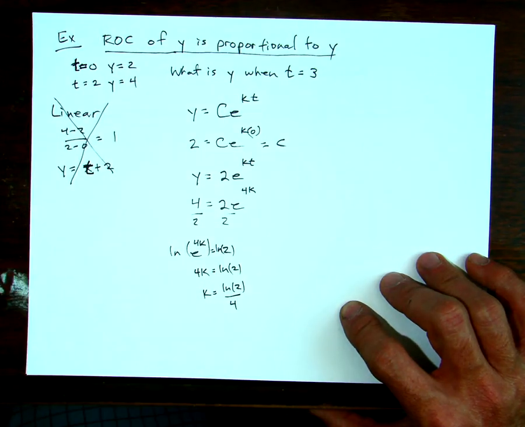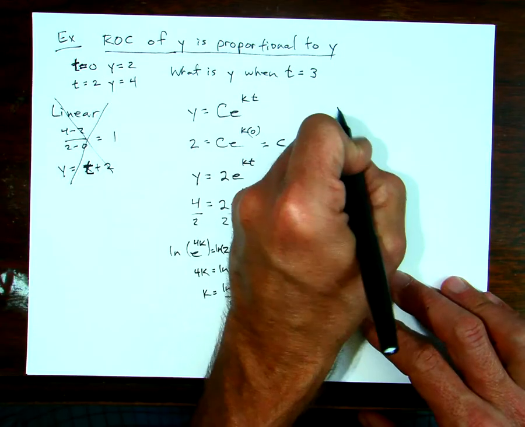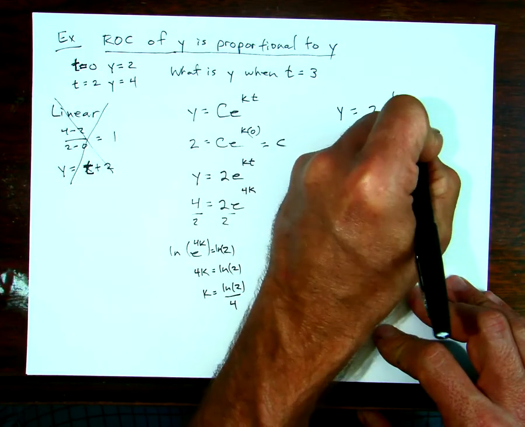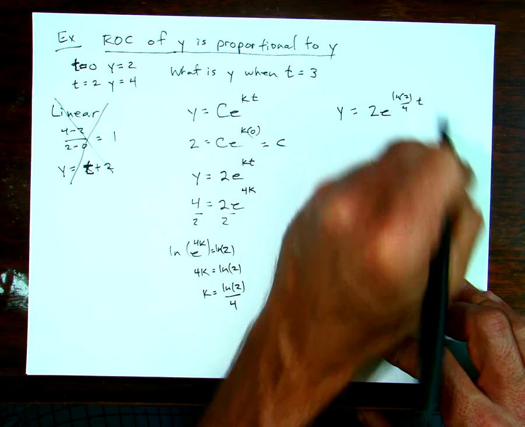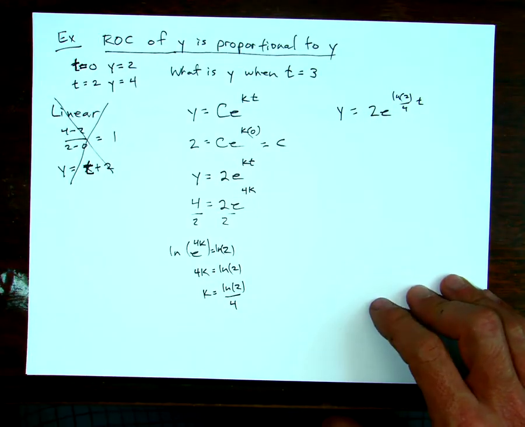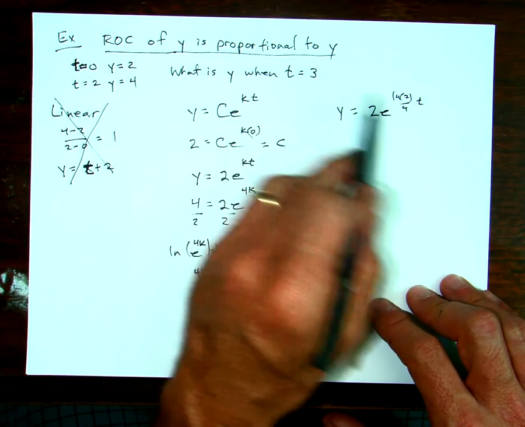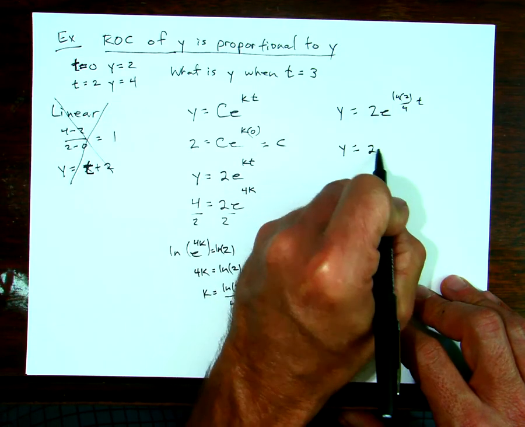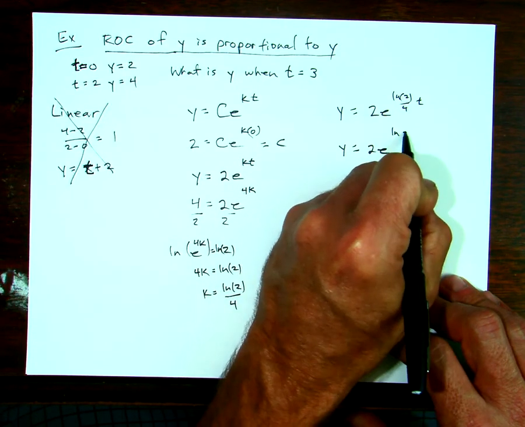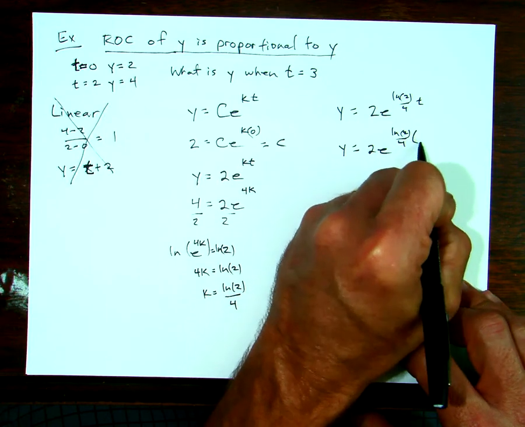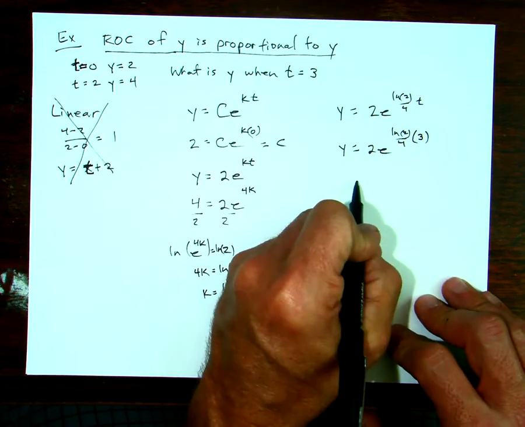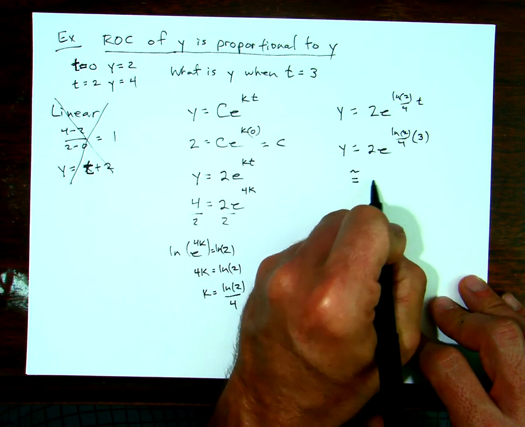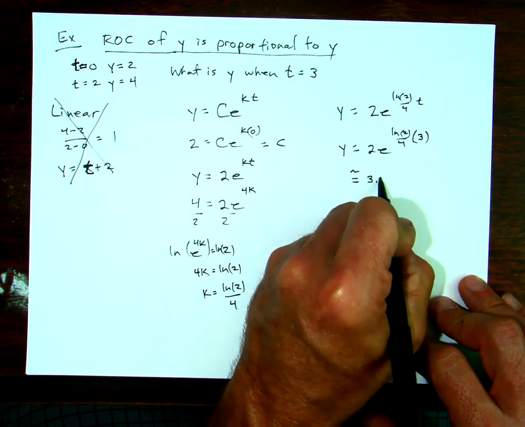All right, so there's our model now. We have y equals 2 e to the natural log of 2 over 4 times t. So now we have a full model that we can use when we just put in 3 for t and solve for y. So y equals 2 e to the natural log of 2 over 4 times 3. And if you plug that into your calculator, you get approximately 3.364.